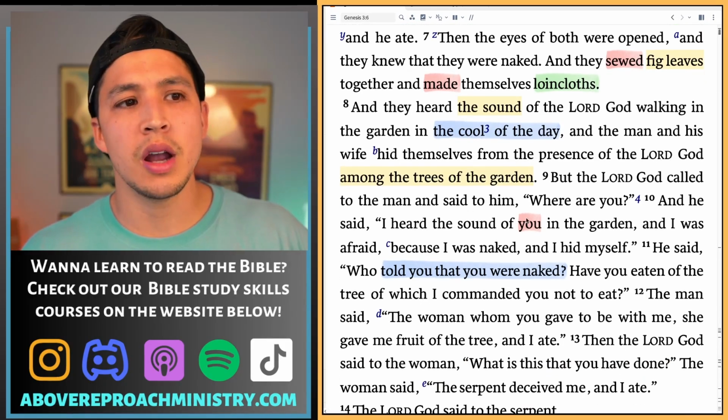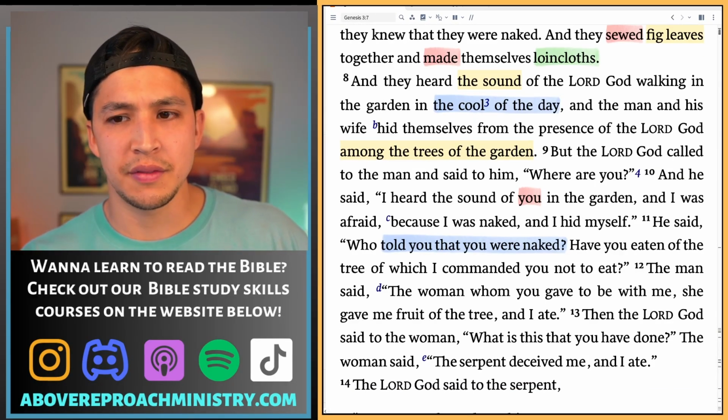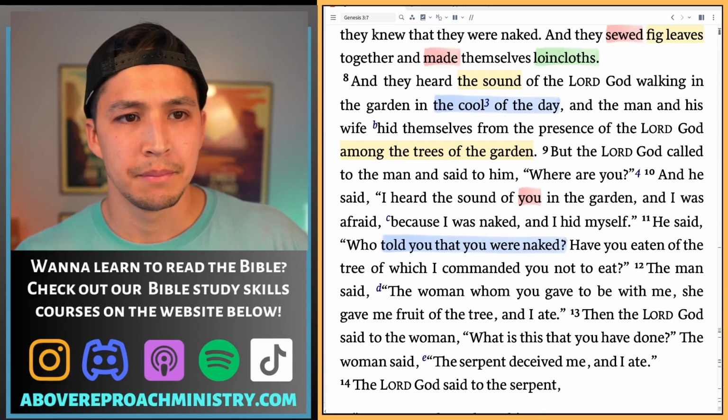Verse 9, but the Lord God called to the man and said, where are you? So, the question I have is, why is God specifically calling to the man? Why does God ask a question he already knows the answer to?